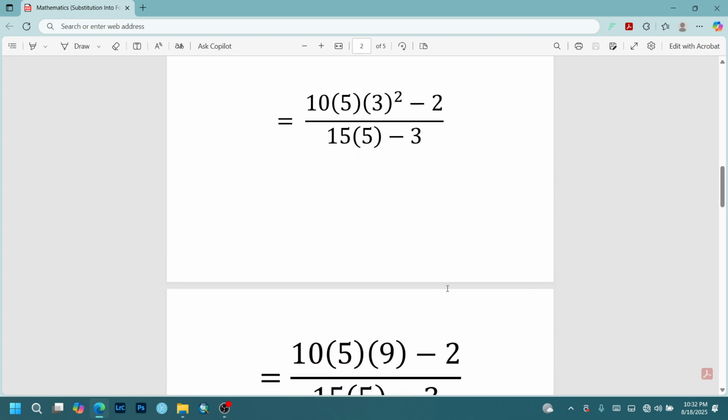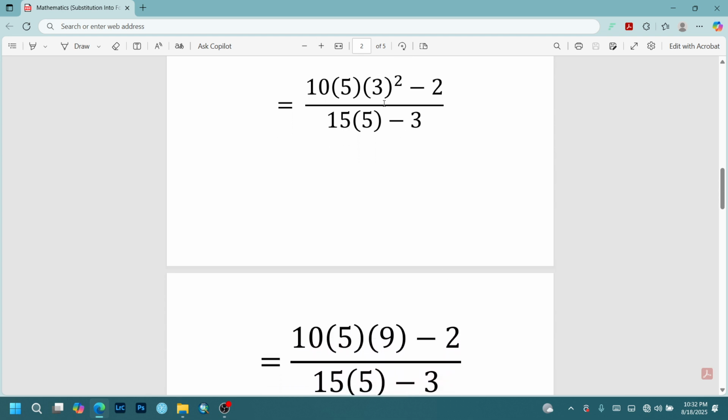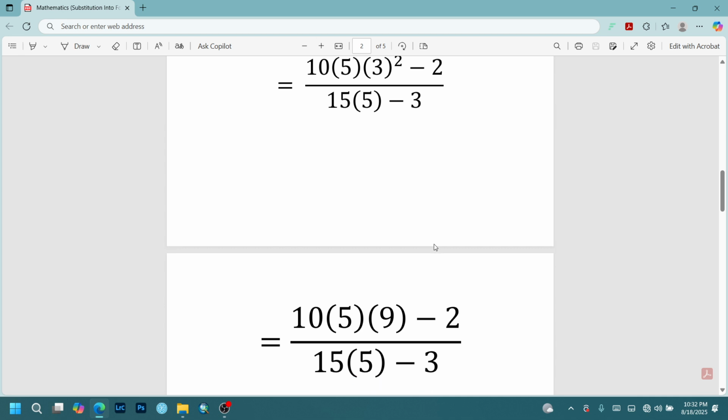So 3 square is giving us 3 multiplying itself, right? A number multiplying itself is the square of that number. So 3 square is giving us 3 times 3. Okay, so 3 times 3 is 9, right? So we are going to have our equation simplified as the fraction 10 multiplying 5 multiplying 9 minus 2 over 15 multiplying 5 minus 3, right?